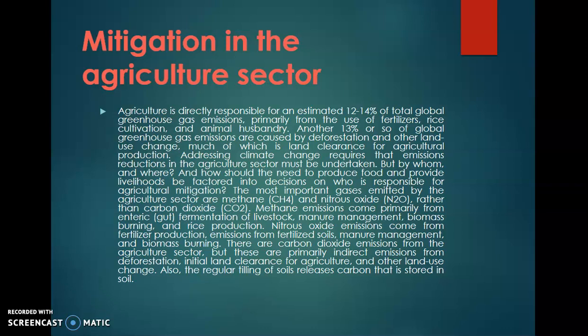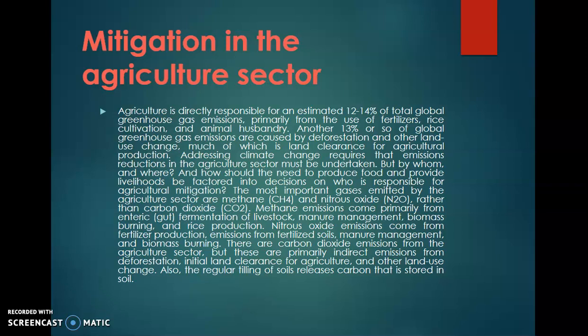There are carbon dioxide emissions from the agriculture sector, but these are primarily indirect emissions from deforestation, initial land clearance for agriculture and other land use change. Also, the regular tilling of soil releases carbon that is stored in the soil. So from this slide we can understand that agriculture is directly responsible for an estimated 12 to 14% of total global greenhouse gas emissions.